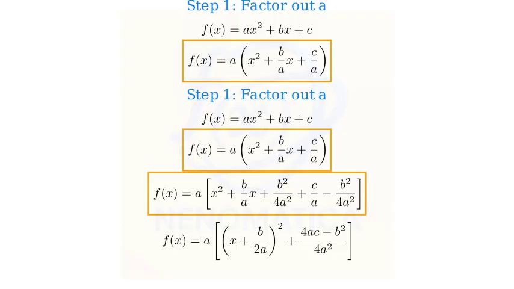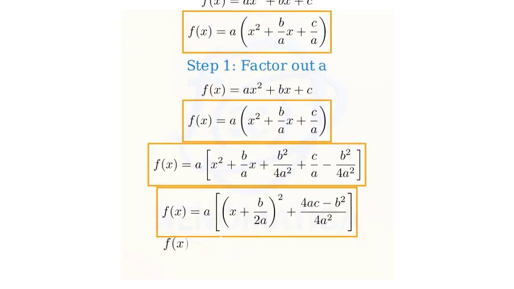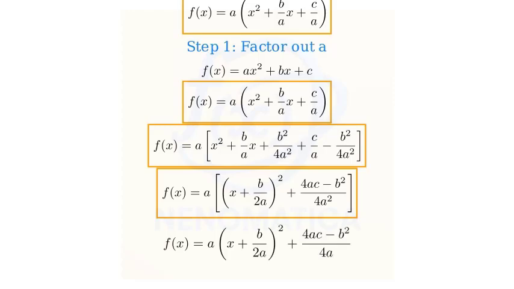Rewrite them as open parenthesis x plus b over 2a, close parenthesis squared. The remaining constant inside the brackets is c minus b squared over 4a. Step 4. Distribute a to arrive at the vertex form. This yields f of x equals a times open parenthesis x plus b over 2a close parenthesis squared plus open parenthesis 4ac minus b squared close parenthesis over 4a.